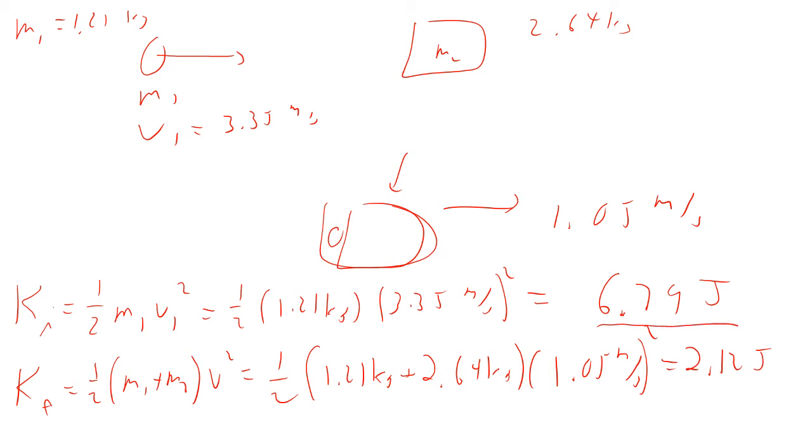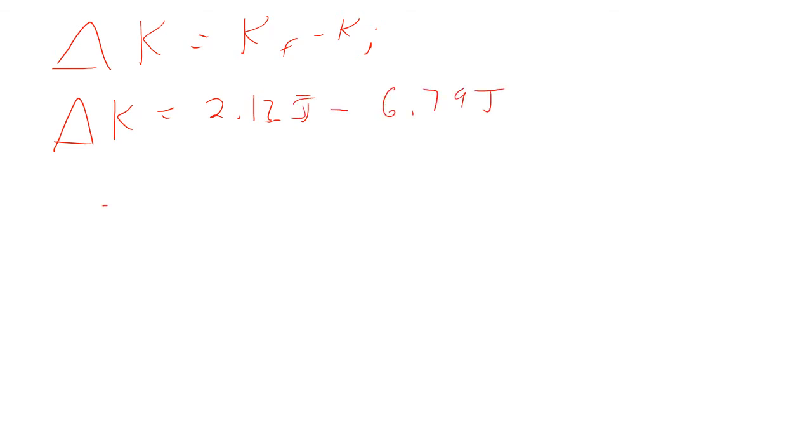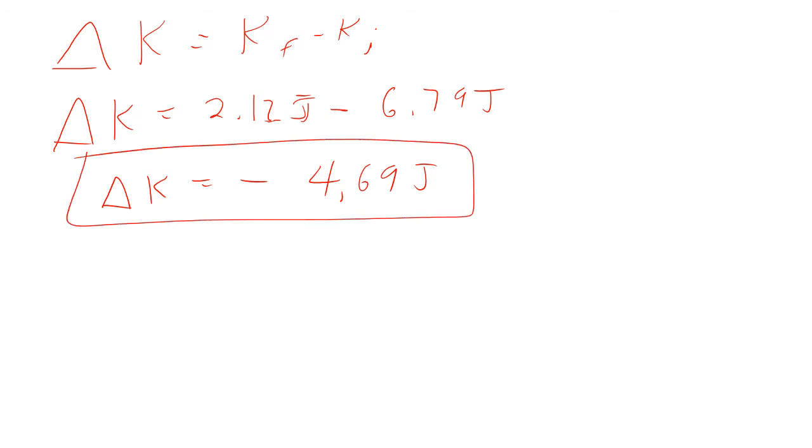Okay, notice the initial and final kinetic energies are not the same. There was a change in kinetic energy. So the change in kinetic energy, that's going to be K final minus K initial. So the change in kinetic energy was going to be 2.12 joules minus 6.79 joules. So the change in kinetic energy was a minus 4.69 joules. So there was a loss of kinetic energy.